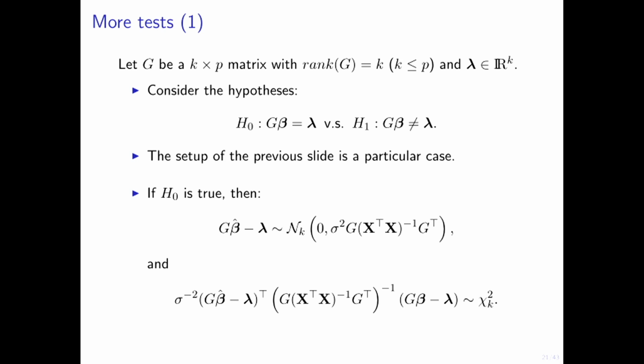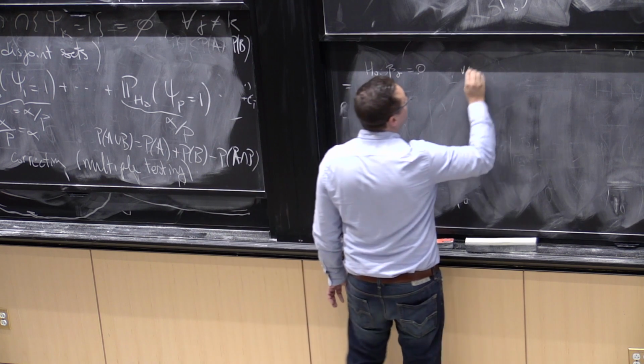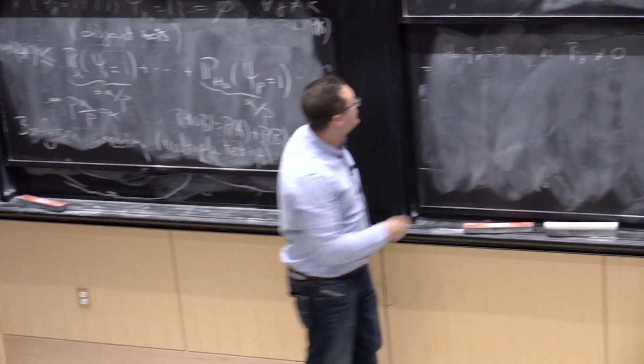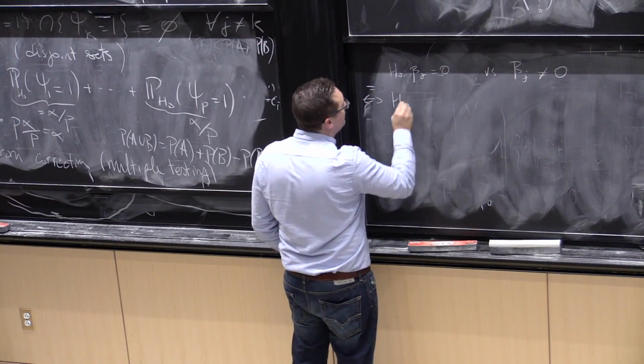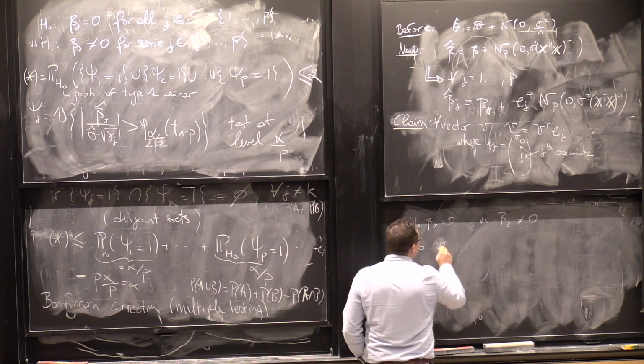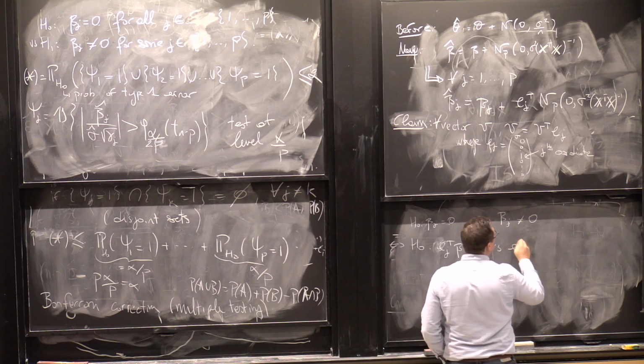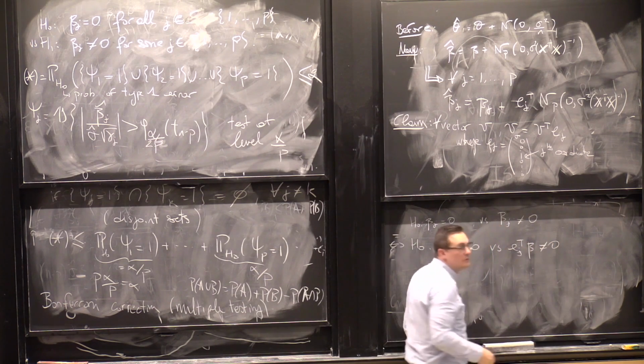G times beta is equal to some lambda. All right? So let's see. The test we've just done, beta j equals 0 versus beta j not equal to 0, is actually equivalent to e_j transpose beta equals 0 versus e_j transpose beta not equal to 0, right? That was our claim.